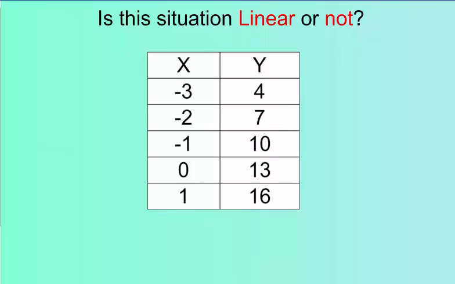Let's now look at tables. Whenever you're looking at a table, you're looking for a constant rate of change. Start by looking at your x values and make sure that those are going at a constant rate of change. In this case, our x values are each increasing by 1, which means we can then look at the y values and make sure they are going at a constant rate of change. In this case, each y value is increasing by 3, which means that it would be linear.